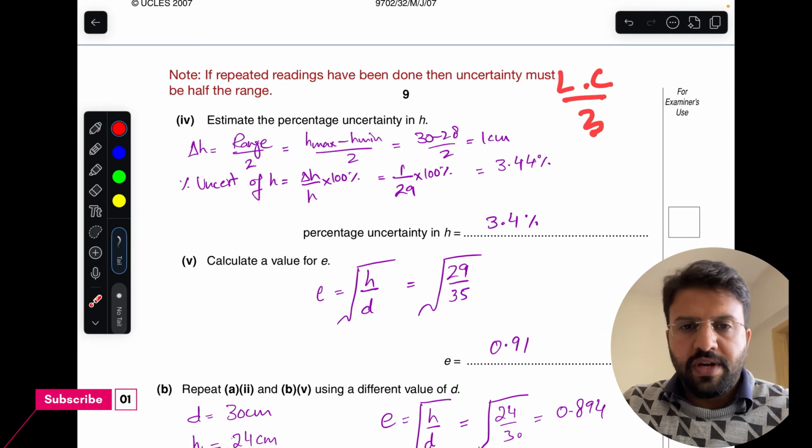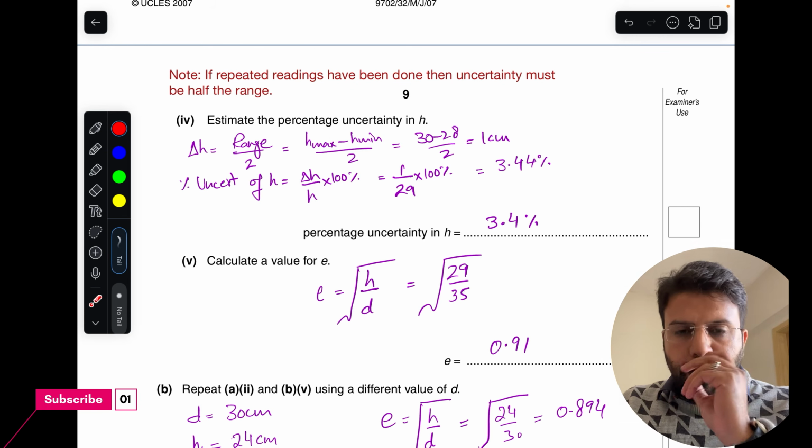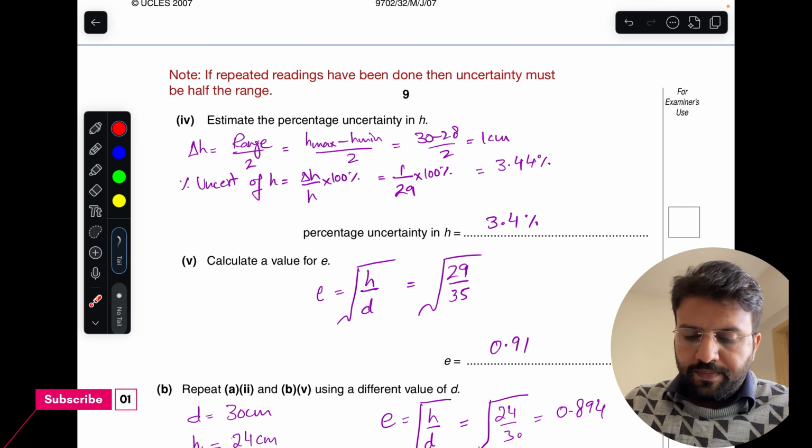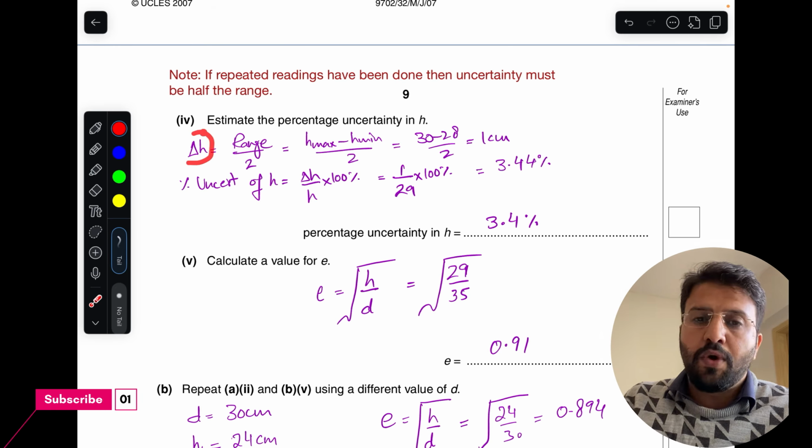One, the human reaction time. The ball is moving and you are measuring the height of that thing. The parallax error can also increase the uncertainty. So the preferred way, what the examiner wants from you, is to find the uncertainty from the range.